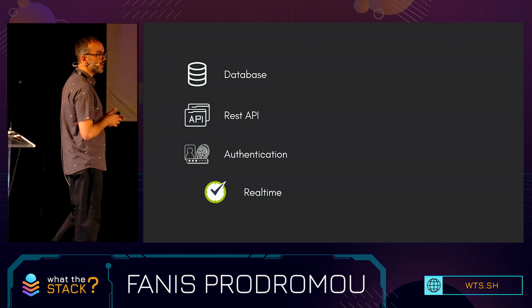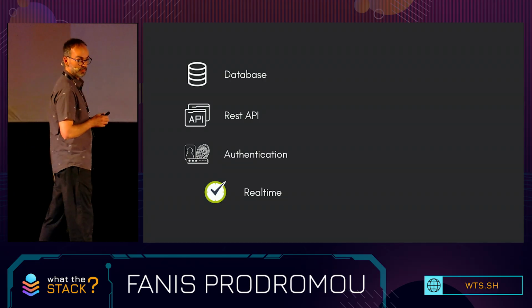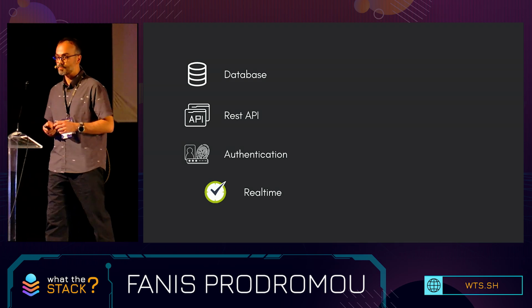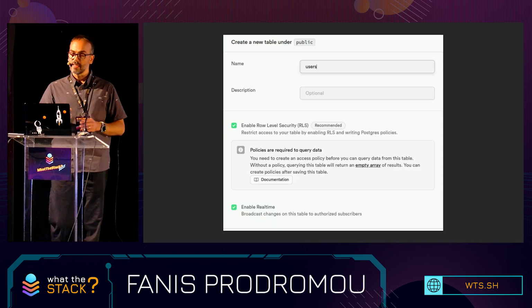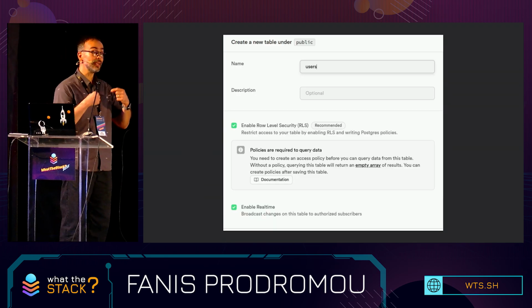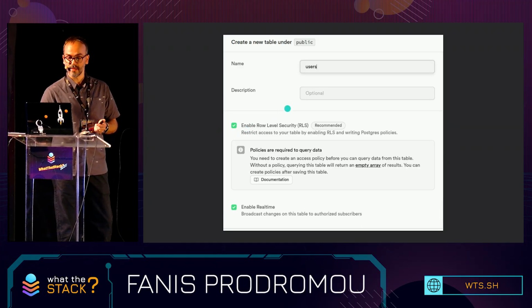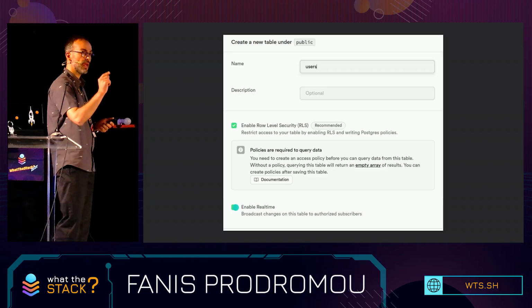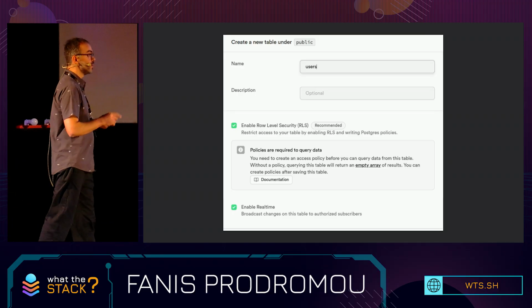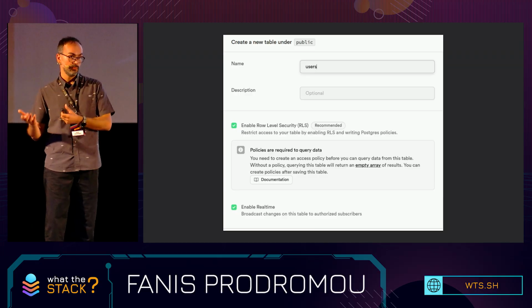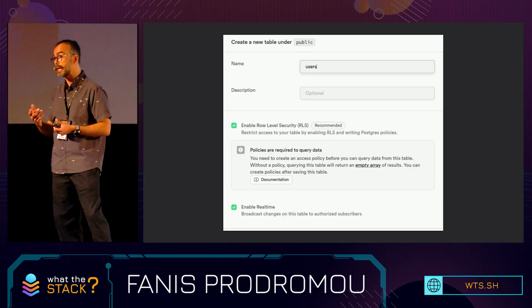And now let's see how to use the real time. And this will be the last feature that I would like to present to you. So for the real time, at the time that we are creating a table, if you remember, what we had is the row level security, and down here we also have the enable real time. You can do that either during the creation of the table or, of course, later on while editing the table.